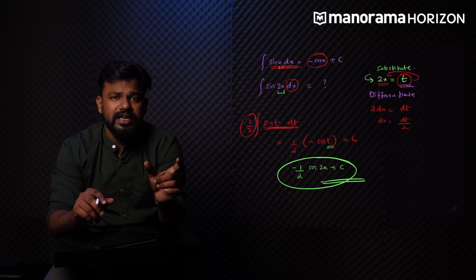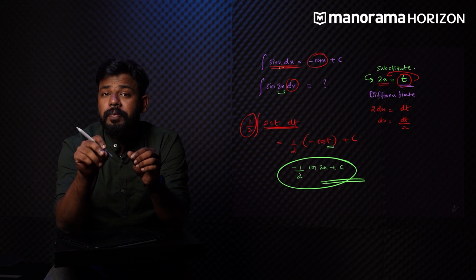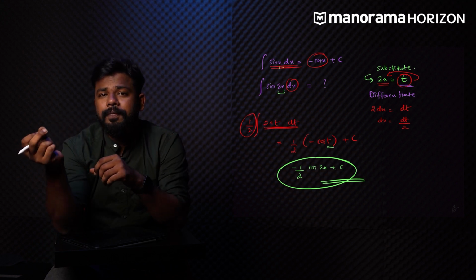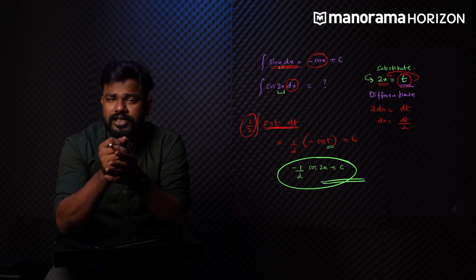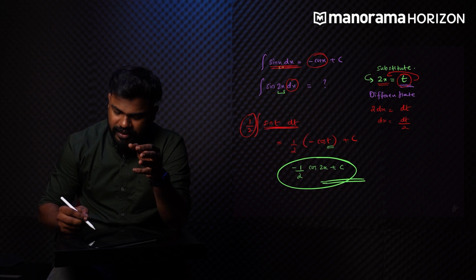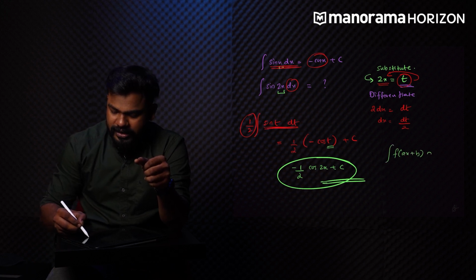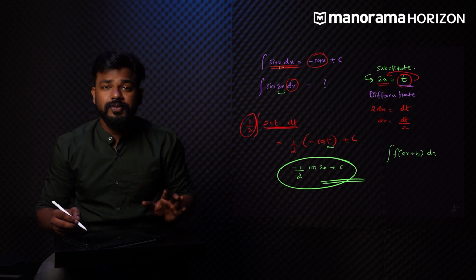So from sin x dx, I got the integral of sin 2x dx, by substituting t in place of 2x, and I got the value of the integral. Now these forms of integration by substitution can be said in which form? Integral f of ax plus b dx. So this is all of the form integral f of ax plus b dx.